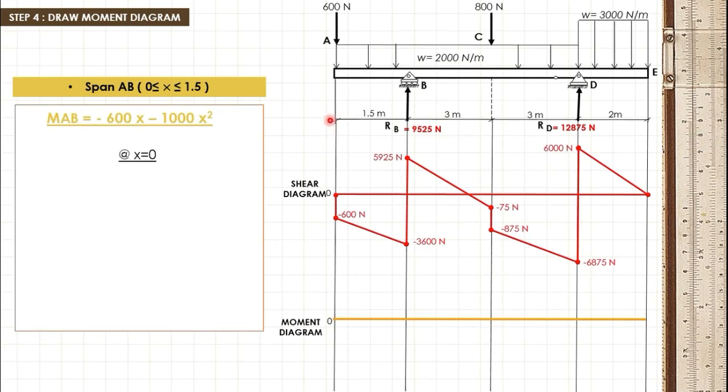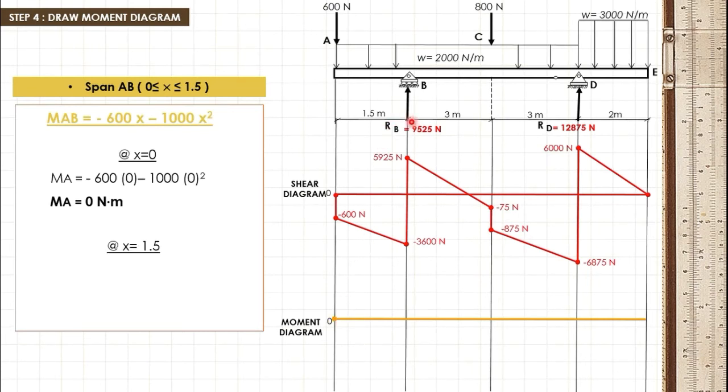At point A, where x is equal to 0, by substituting the value of x to this moment equation, we get 0 Newton meter as the moment at point A. Since we don't have any support here at this point, therefore our moment is 0.